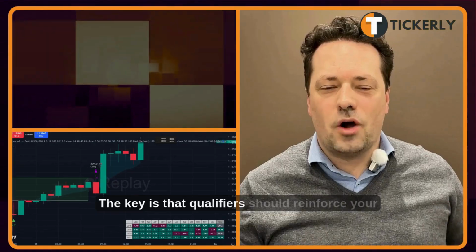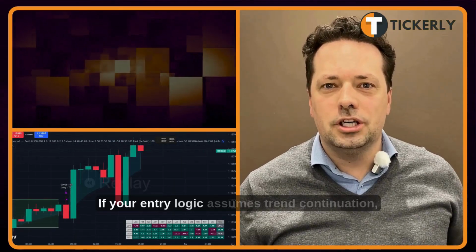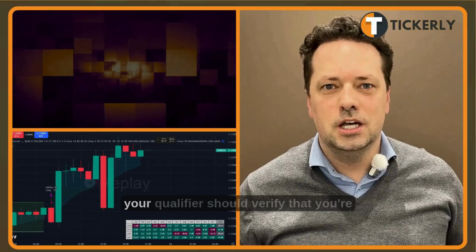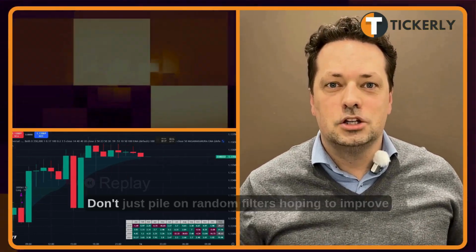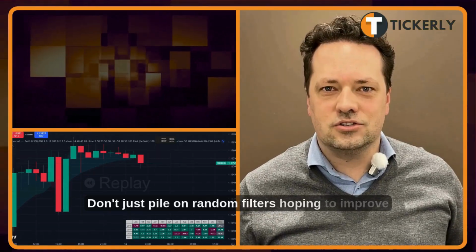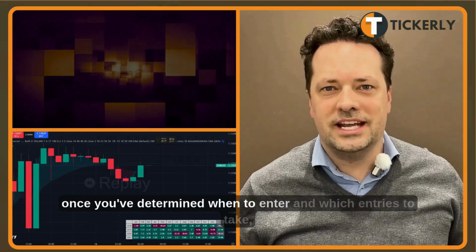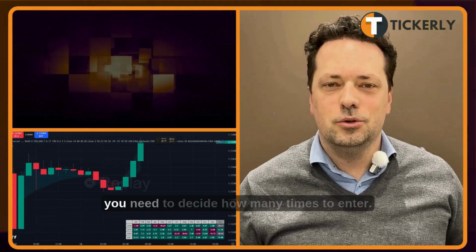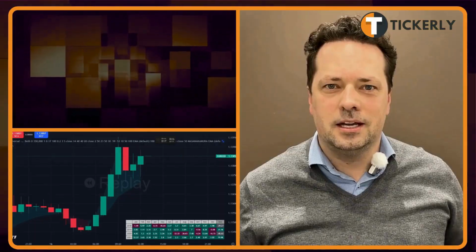The key is that qualifiers should reinforce your core entry assumption. If your entry logic assumes trend continuation, your qualifier should verify that you're actually in a trending environment. Don't just pile on random filters hoping to improve backtest results. Now, once you've determined when to enter and which entries to take, you need to decide how many times to enter. This is the third element.